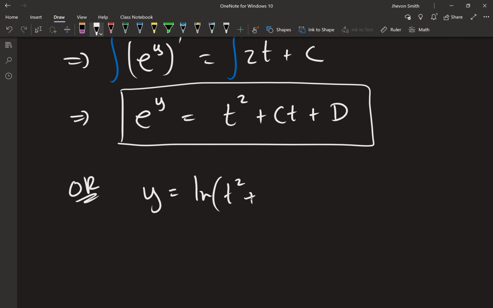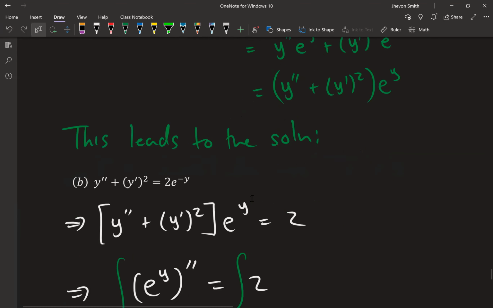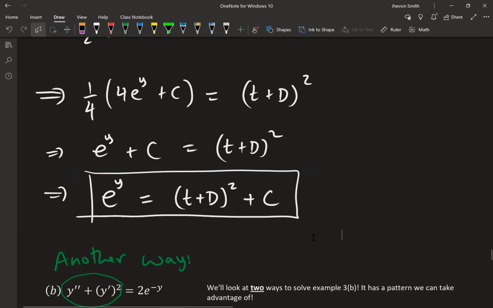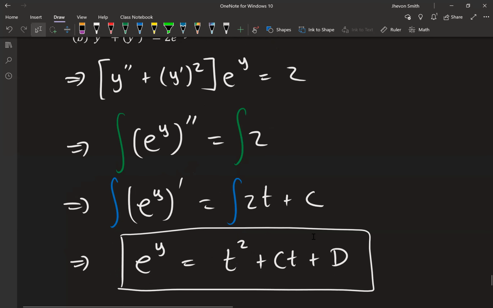I left the solution in this form because in the book, that's the form that they left the solution in. But yes, you could just ln both sides to get the y. For some reason, the back of the textbook left the answer in this form. So that's why I wrote it in that form. But yeah, we can take advantage of that pattern and get that guy.